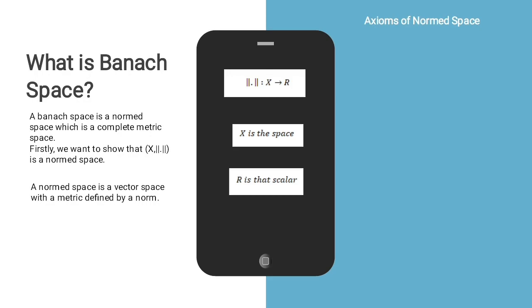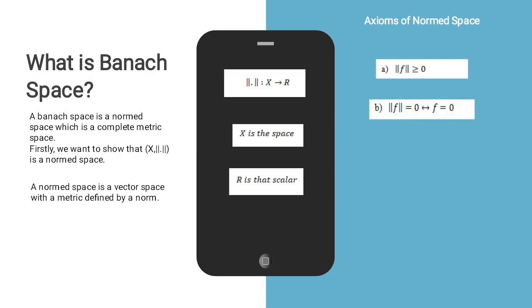Axioms of a normed space. The first axiom is, if we take any element from the space X, and the element is represented by f, then the norm of that f must be positive. It cannot be negative, as the definition of length says the length of a vector must be positive or 0. So the first axiom is, for all elements taken from the space, the norm of the element must be greater than or equal to 0.